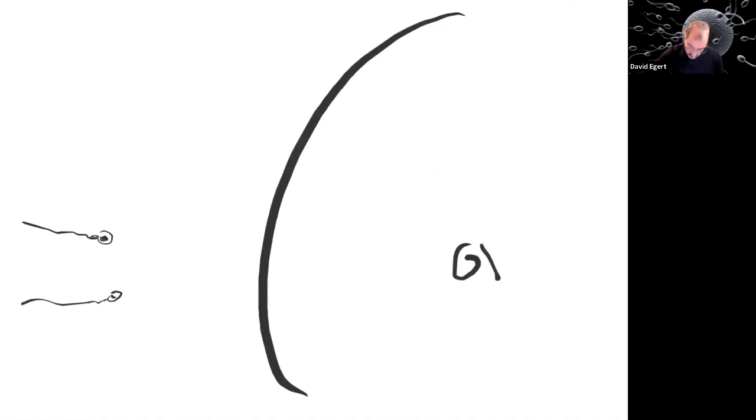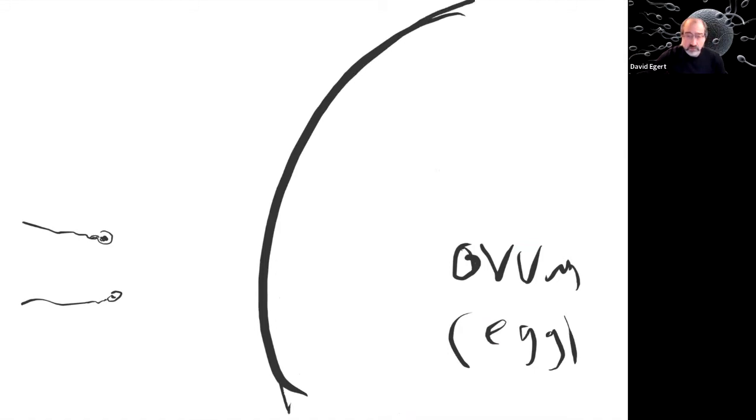So, if the sperm, this dinky little thing, the egg is huge. The egg is like one of the largest cells in a human body. It's supposedly visible with the human eye.